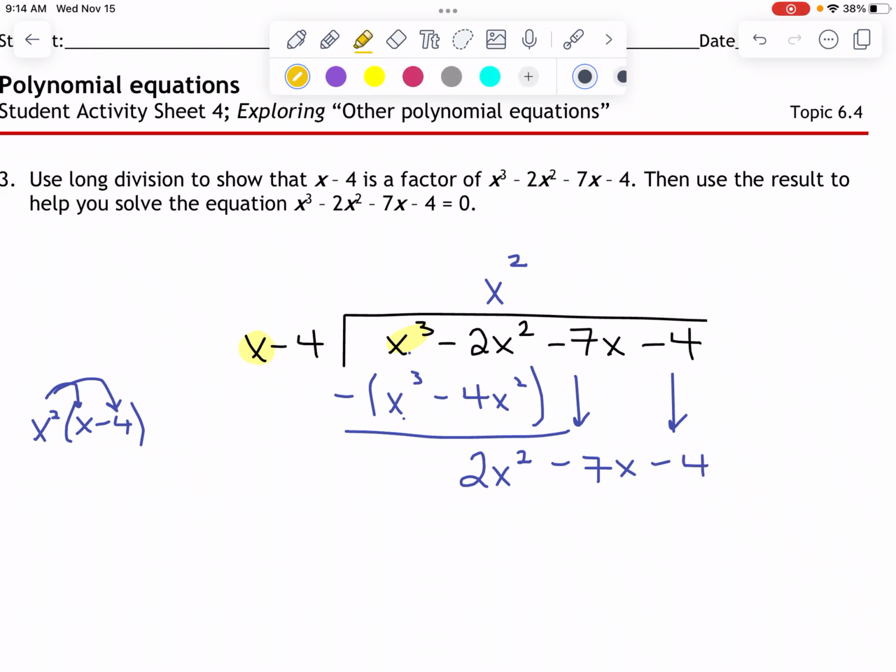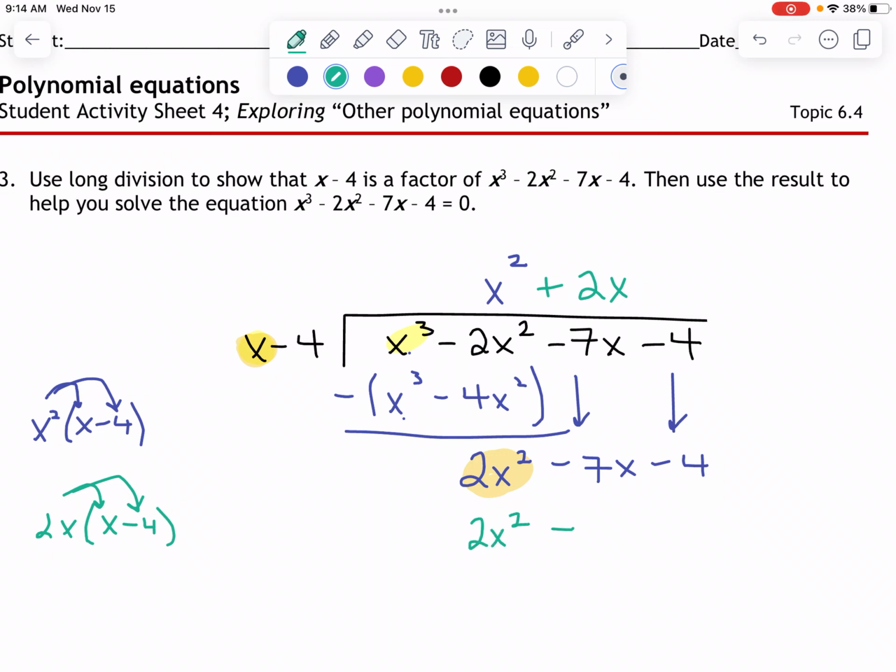Okay, this next time through, I'm taking a look at x and my 2x squared, and I'm thinking to myself, x times what gives me 2x squared? And I know that's a positive 2x, so I'll put that up above. Okay, little side work over here. 2x was up top, and I'm dividing by x minus 4, so I'm going to distribute that throughout. 2x times x gives me 2x squared. 2x times a negative 4 gives me a negative 8x.